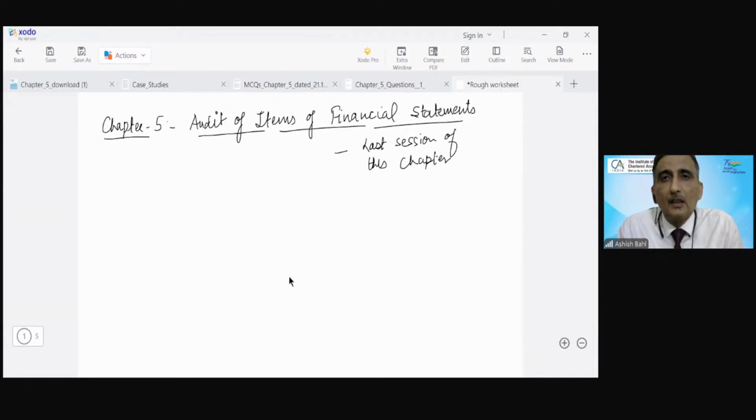So again, students, applying your own mind, think over which audit procedures would be employed by an auditor to verify existence of cash in hand. To verify existence and completeness. Okay, let us consider both together.